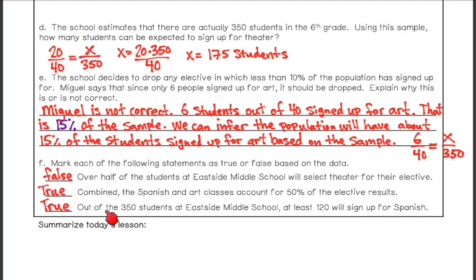And then last but not least, 350 students. East High School has at least 120 signing up for Spanish. We've already talked about that one, where we cross multiply and divide, and we would get around 122 students that sign up for that.